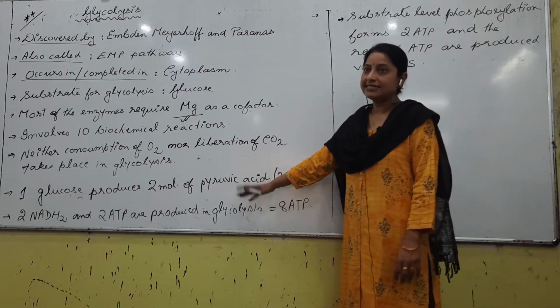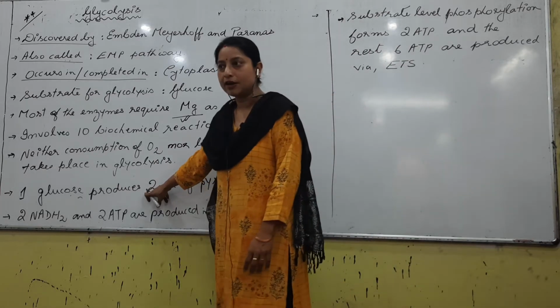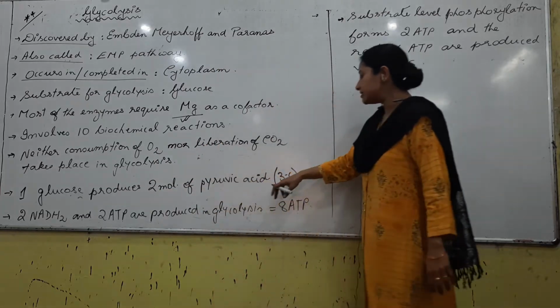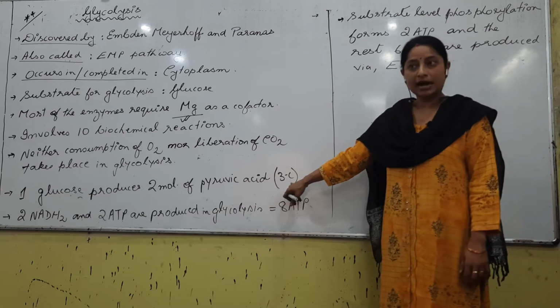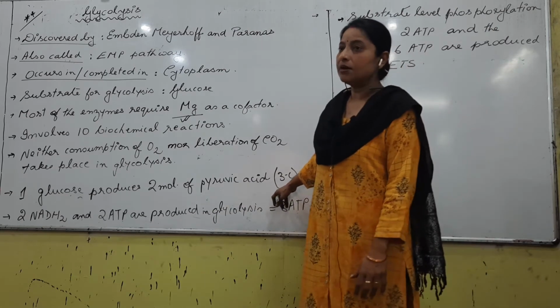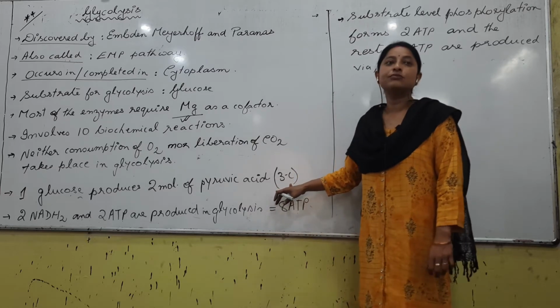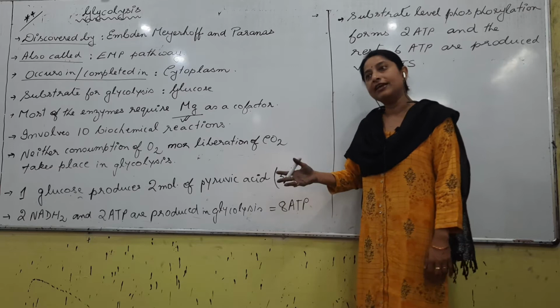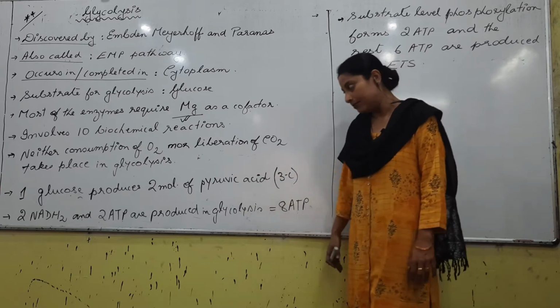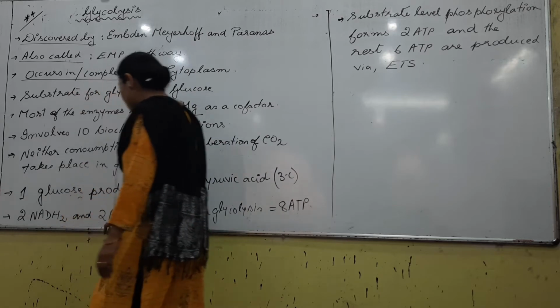Next is what happens in the process. One glucose gets broken down into pyruvic acid. When glucose breaks down, two molecules of pyruvic acid will form. Pyruvic acid is a how many carbon compound? It's a 3 carbon compound. We have studied about something like 4 carbon compounds, 3 carbon compounds: PGA, phosphoglyceric acid, we have studied, oxaloacetic acid, malic acid, these are 4 carbon. Pyruvic acid is a 3 carbon compound.